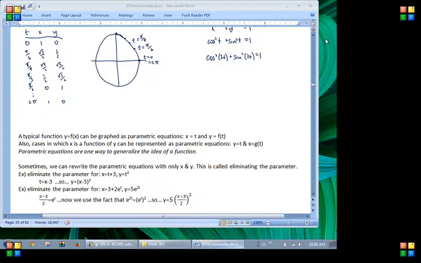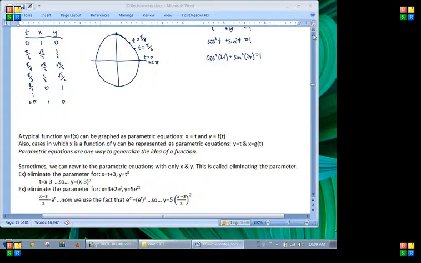equation notation into regular y equals f of x function notation. So the way to do that is called eliminating the parameter. So I want to take a quick look at that right now. So for example, suppose we have this, so let's look at the first example.